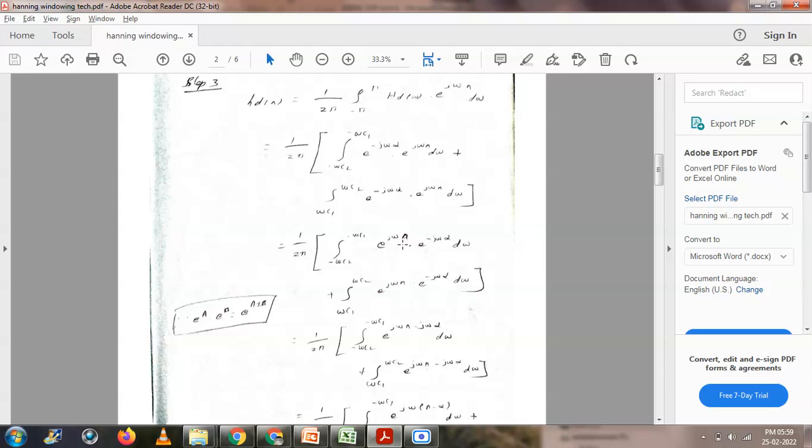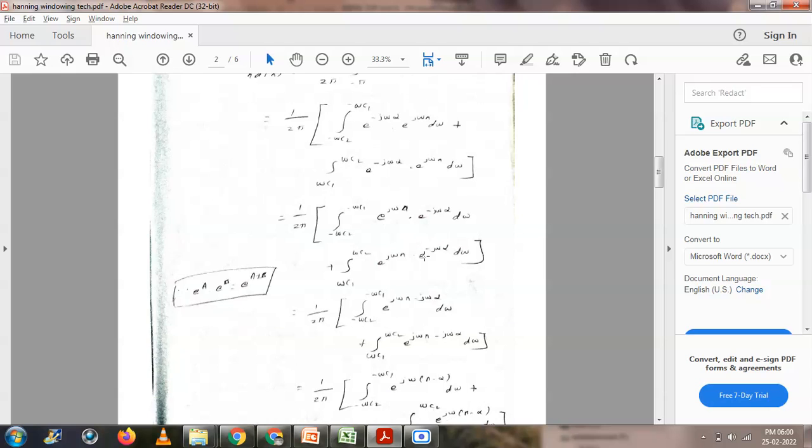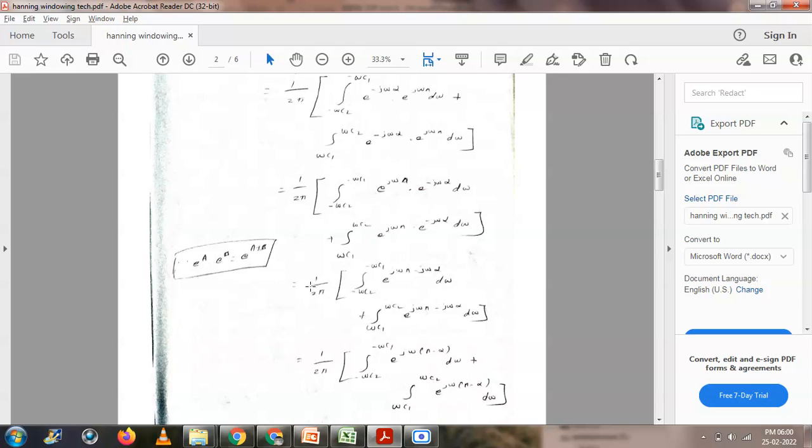So you see e power j omega n and e power j omega alpha. So just interchange the value. So first is n and then alpha, like that. Okay, they just interchanged. So after that interchange, then 1 by 2 pi, then integral of that, and we just take it e power j omega n minus j omega alpha d omega.